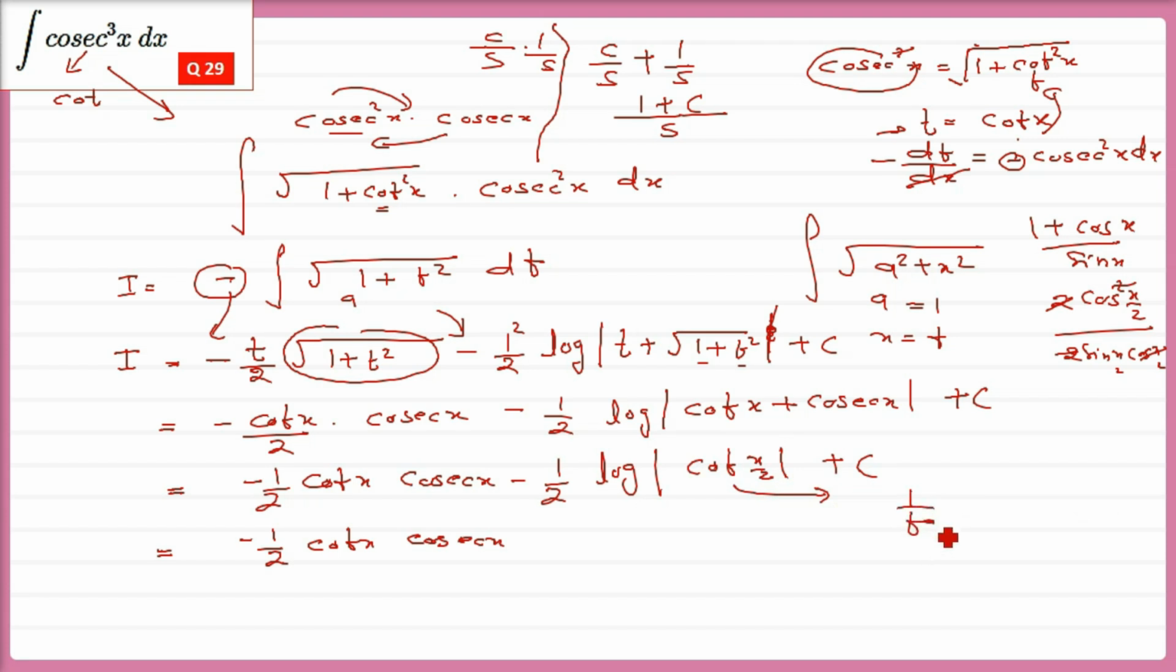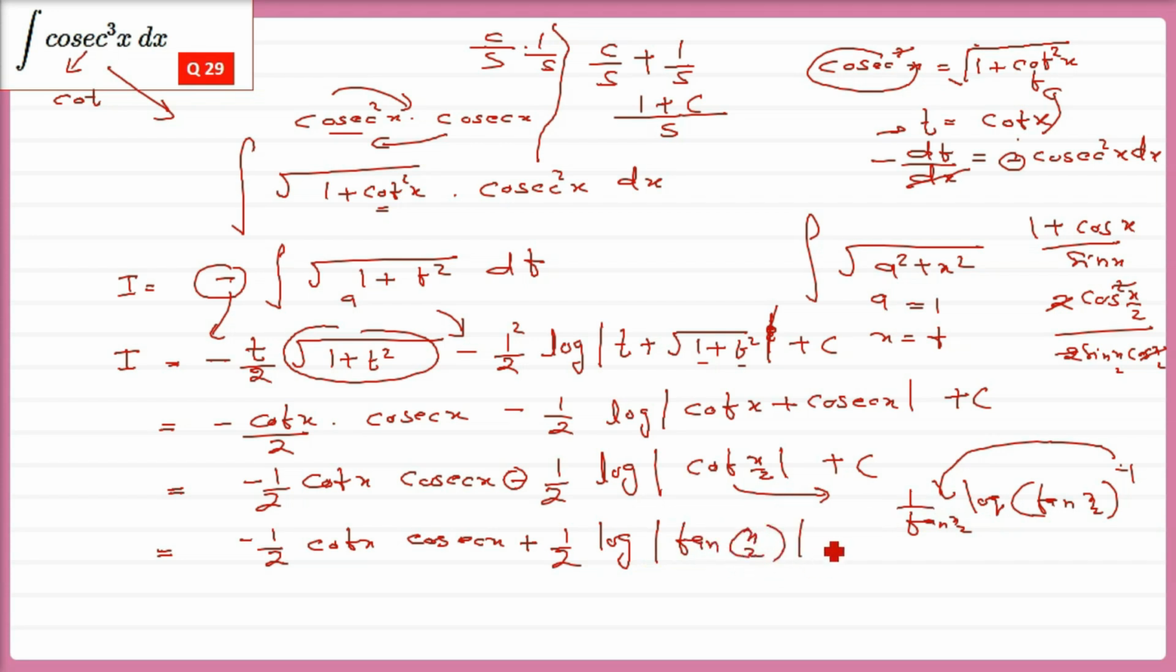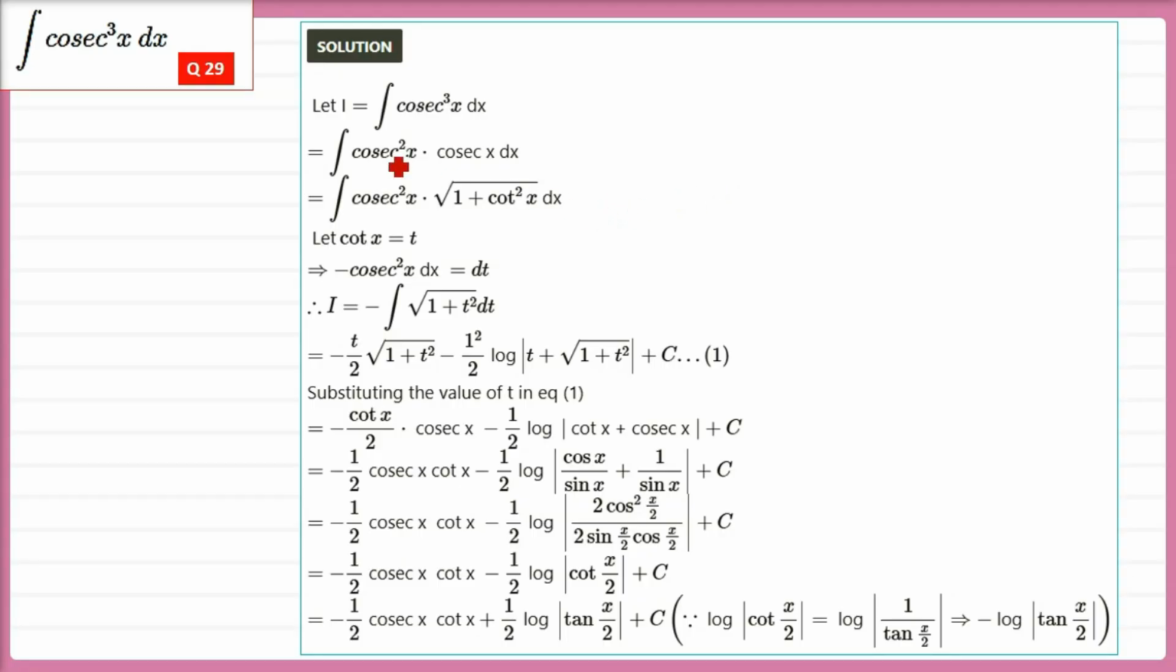this negative half log cot x by 2. We know that cot x by 2 can be written as 1 by tan x by 2, which is tan x by 2 to the power minus 1. When you have a log, the power comes in front. So this negative will come in front, and you can have a plus here: half log tan x by 2 plus constant of integration. That's your final result. Now this is the reference you can use for how to write it.